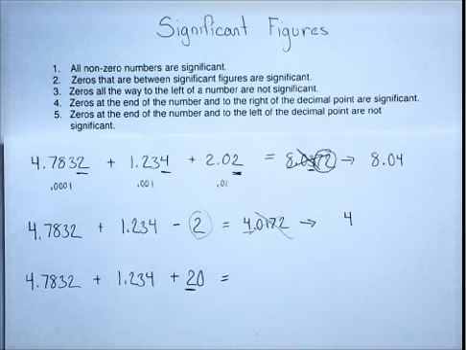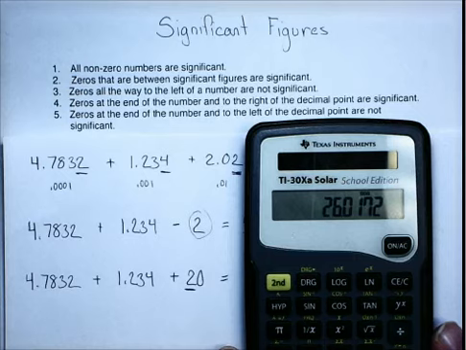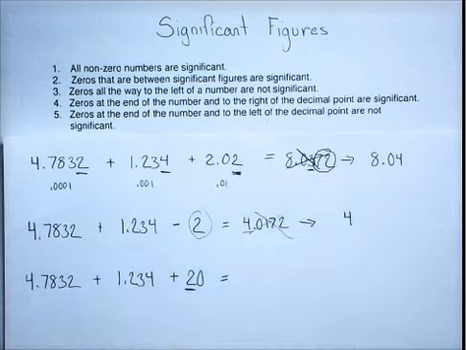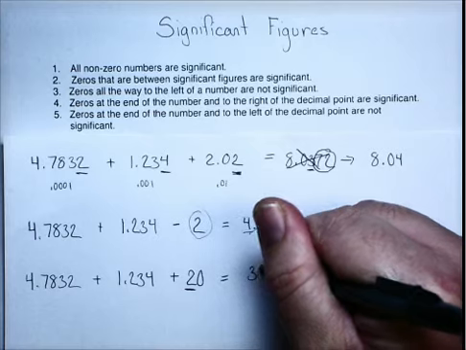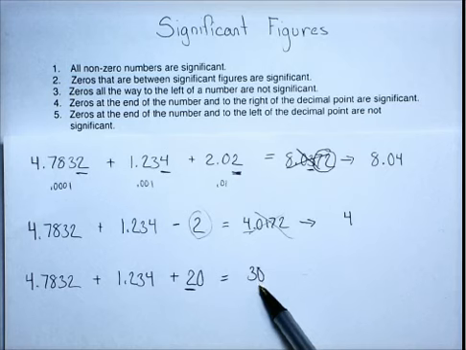So again, we add them up just like we would normally do. And the answer is, well, let me just put it up here for you, 26.0172. But remember, I'm going to round this to the tens place. So this would actually round up to be 30. And that's as good an answer as I can give because of the significant figures on this.